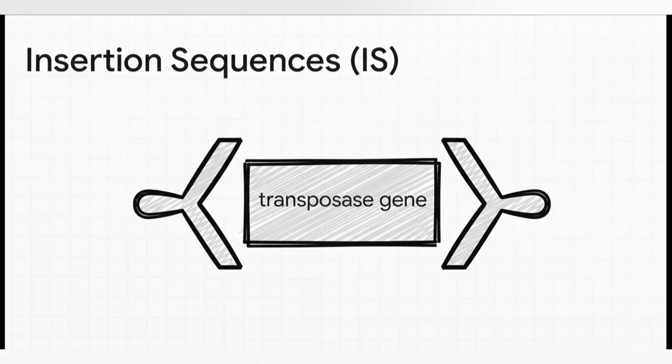Let's zoom in on those insertion sequences for a moment. They are the true minimalists here. Their design is just brilliantly simple. You've got a single gene that codes for an enzyme called transposase, and it's sandwiched between two short DNA sequences that are perfect mirror images of each other. We call those inverted repeats, and they basically act like little handles for the enzyme to grab onto when it's time to make a jump.